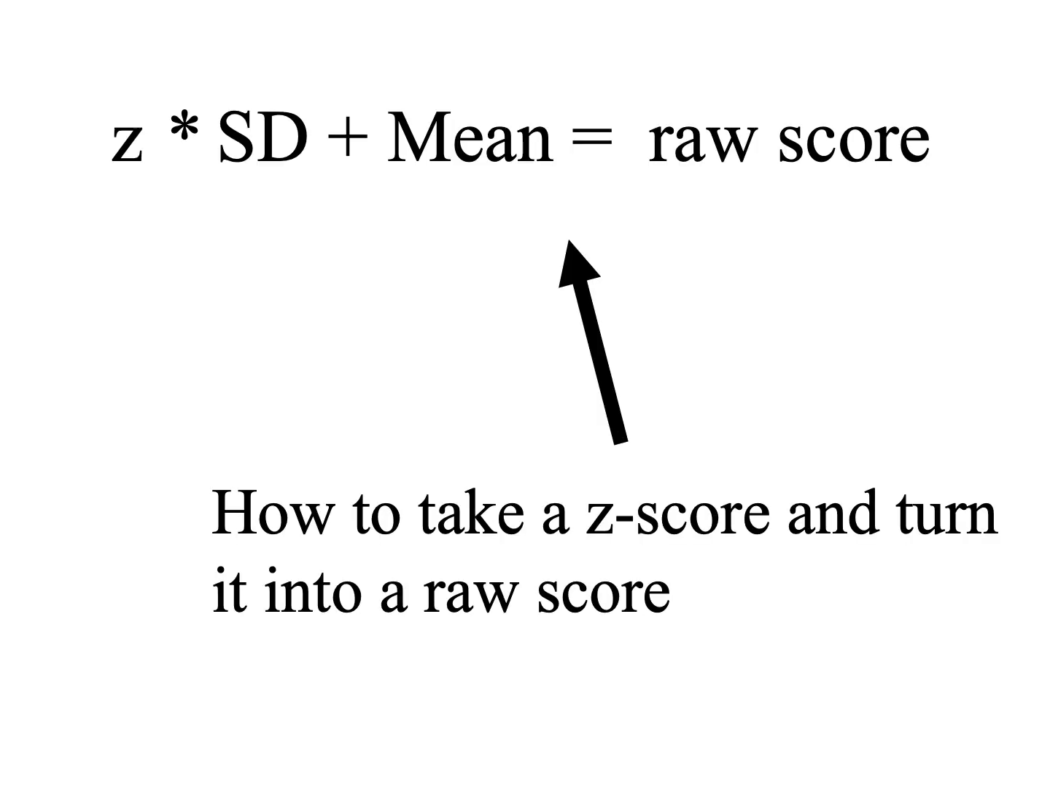This formula allows you to take an individual g-score and turn it into a raw score. The formula says that you multiply the g-score times the standard deviation to get their product. Then you add this product to the mean to get the raw score.